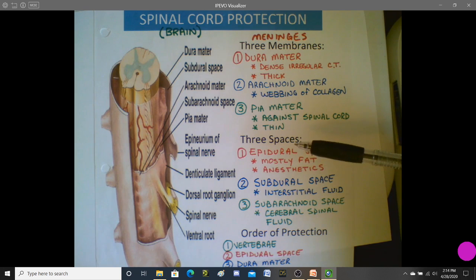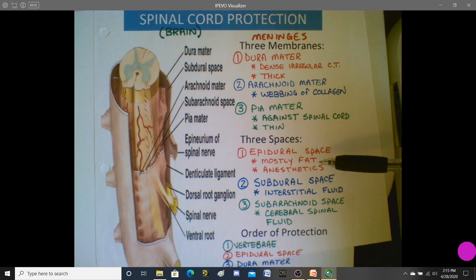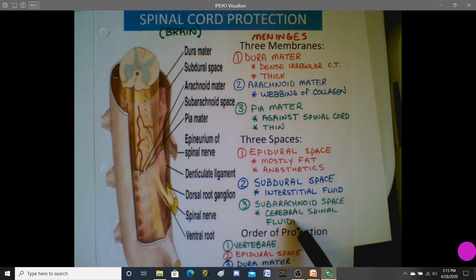Now remember, in between these layers, we've got spaces. Between the Dura Mater and the skull itself, we've got the epidural space, which is made mostly of fat. Then between the Dura Mater and the Arachnoid Mater, we have the subdural space, which is full of fluid. And then below the Arachnoid Mater, we have our subarachnoid space, which is full of cerebral spinal fluid that's coming from those ventricles. The choroid plexuses of the ventricles are producing the cerebral spinal fluid that's in the subarachnoid space.